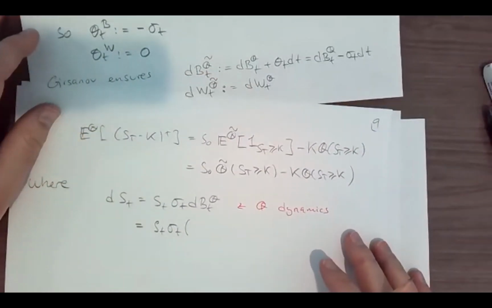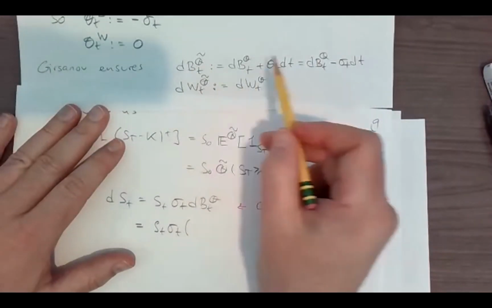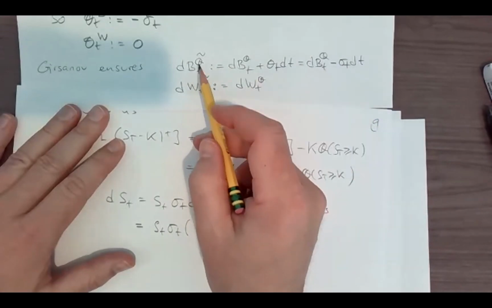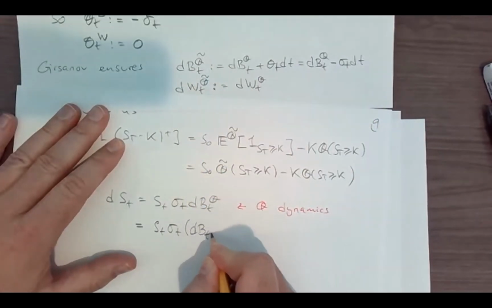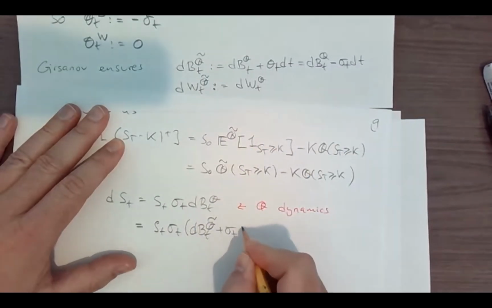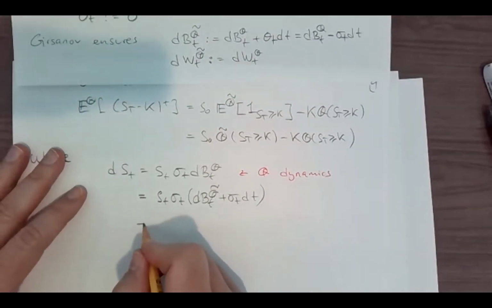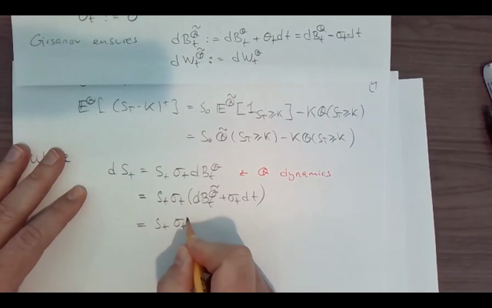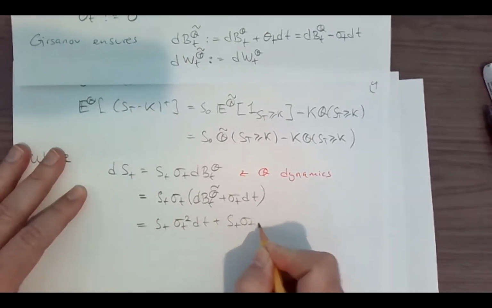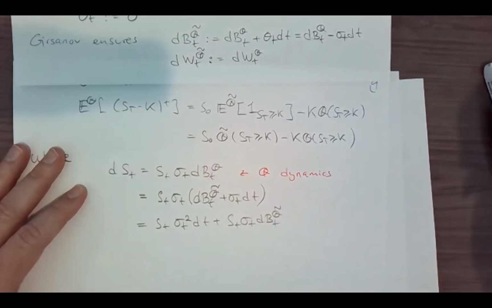And he says that if you want to put in the Brownian motion under the tilde measure, I have to correct the drift. But this guy here is equal to that one. And then I have to add. So I'm going to get here, this is S_T sigma squared dt plus S_T sigma dB_t under Q tilde. These are the Q tilde dynamics.